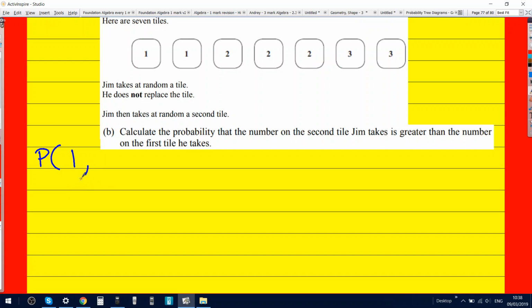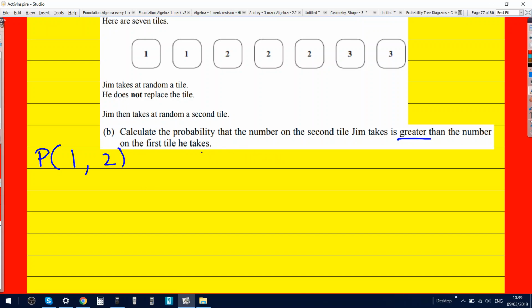Okay, let's say you take a 1 first. So it'd be more than 1, so that would be 5 more. Take a 1. Okay, so he takes a random tile. He takes a second tile. Calculate the probability that the number on the second tile is bigger than the number on the first tile. Would it be? So the number on the first tile was a 1. What's the number on the second tile? I'm lost. I'm not sure. It could be 2, because 2 is bigger than 1.